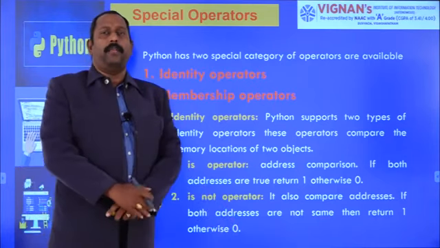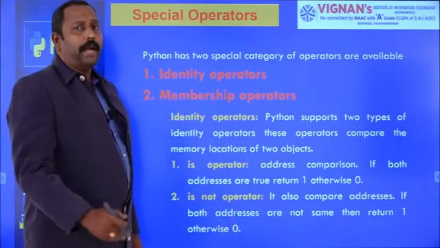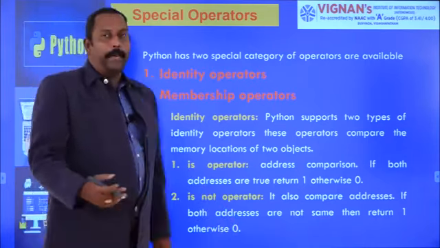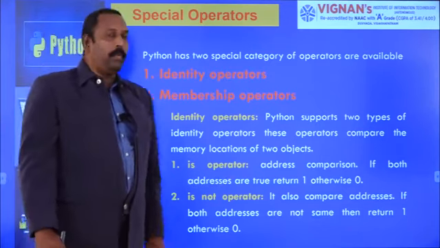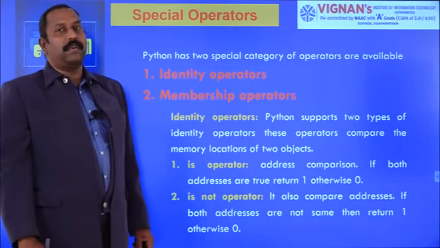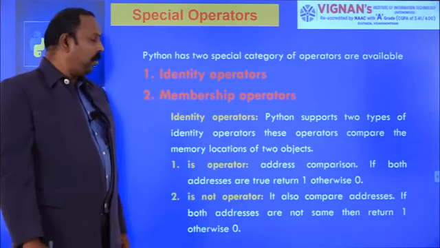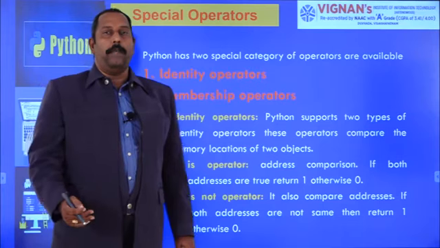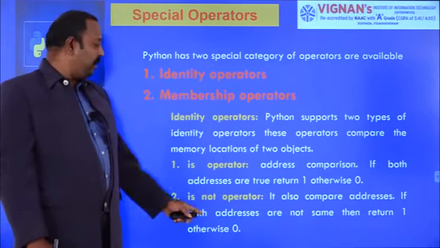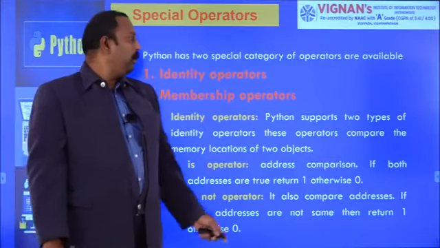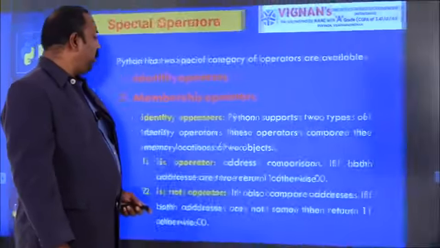So the is operator, what will it do? It will compare the address of the two operands. If the addresses of the two operands are equal, then it will return true. Otherwise it returns false. And the is not operator, if both operands' addresses are not equal, then it will return true. Otherwise it returns false. So these are the is and is not operators.